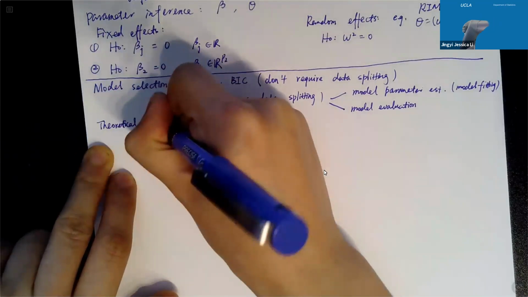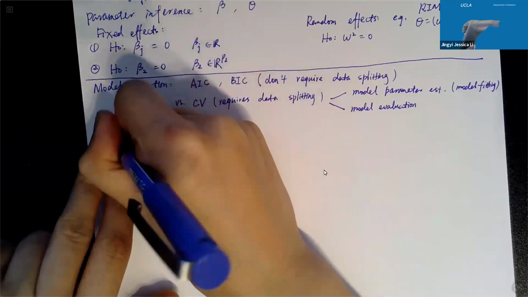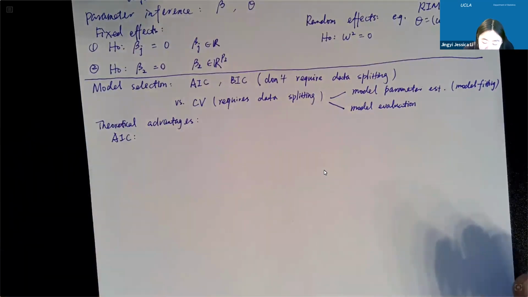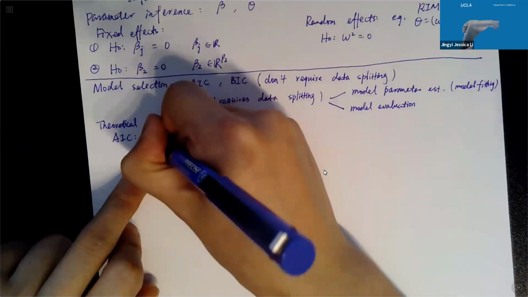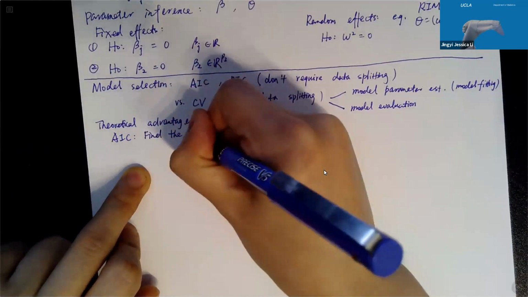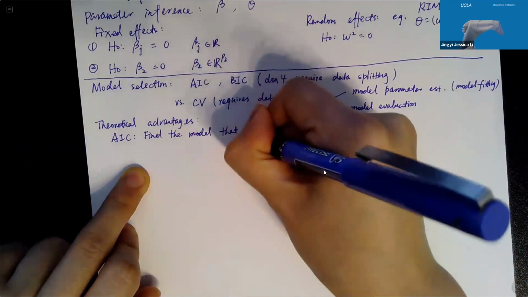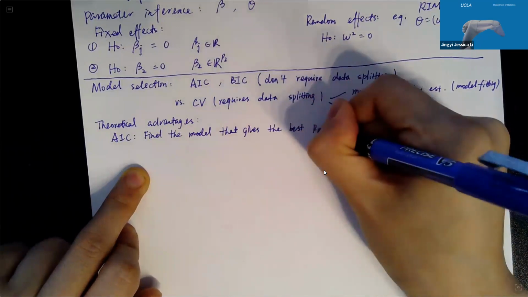The relative theoretical advantages of AIC and BIC: for AIC, it aims to find the model that gives the best prediction accuracy.